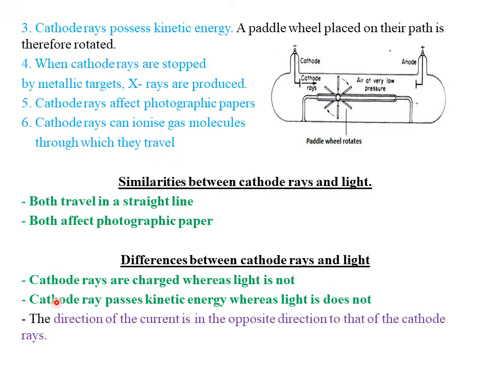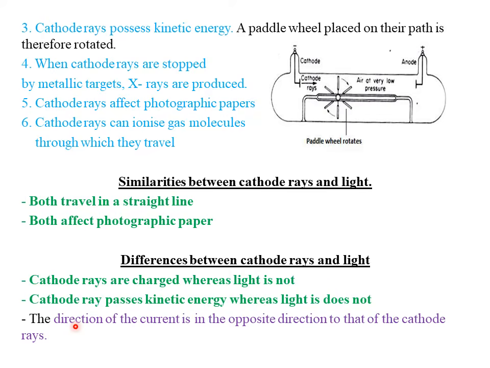Then the second difference between cathode rays and light is that cathode rays possess kinetic energy, whereas light does not possess kinetic energy. So light cannot cause motion, for example, of a paddle wheel, but in the case of cathode rays, they are able to cause motion.